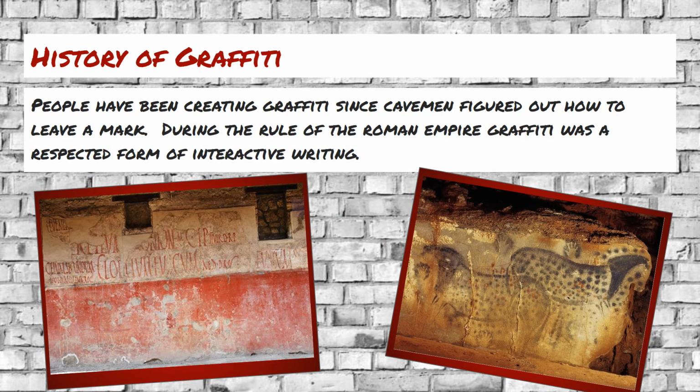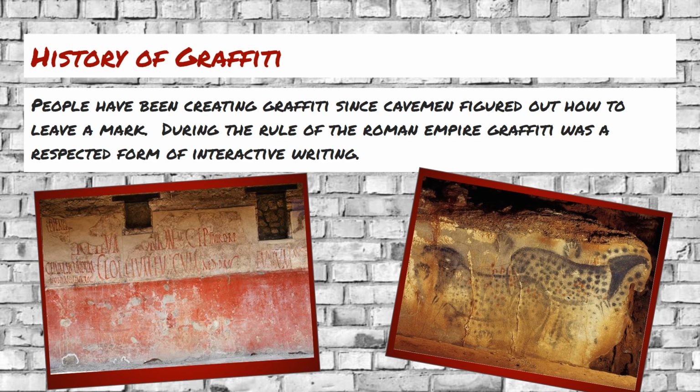The history of graffiti. People have been creating graffiti since cavemen figured out how to leave a mark. During the rule of the Roman Empire, graffiti was a respected form of interactive writing. We'll start with the image on the right here. You'll see these two cave paintings. This is in a cave in France, and what's going on here is they painted what they were familiar with. At this time, humanity was still in that hunter-gatherer phase, and these people were mostly hunters. They were hunting wild horses.